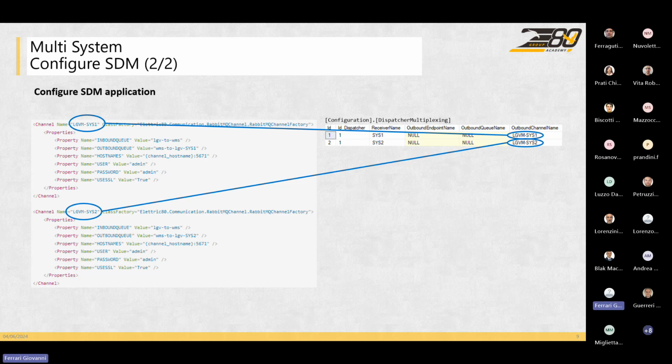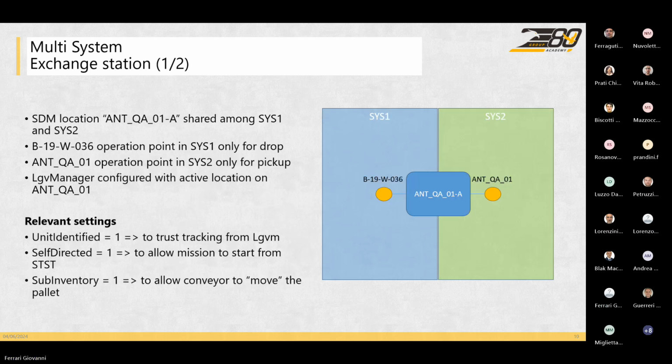And this is the why of this configuration you see here. Okay. Then the next topic is the exchange station, and this leads us also to the example that we are gonna do together, the exercise.